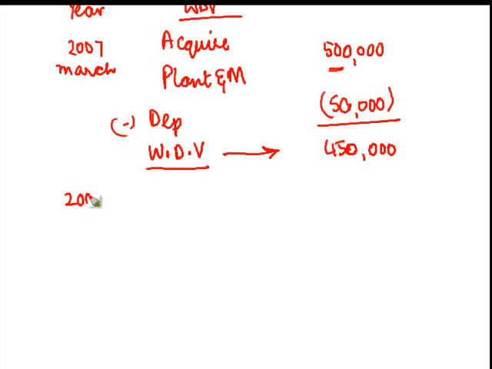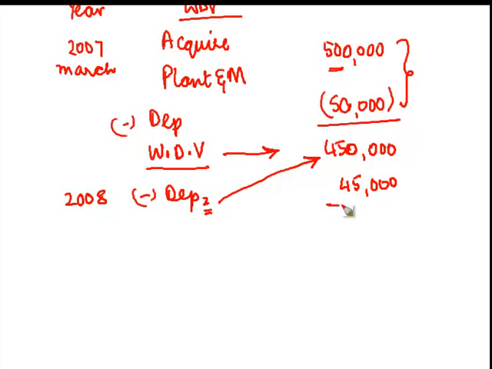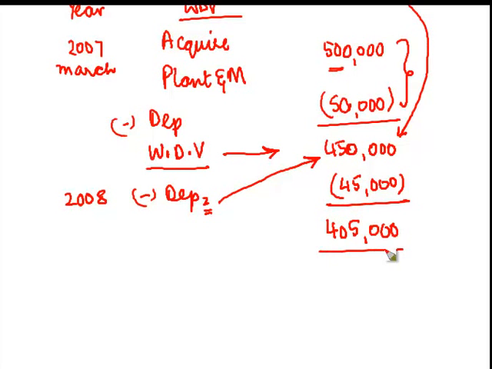Now next year, which is 2008, I have to charge depreciation again. This time I am going to charge this depreciation on the value which remains after charging depreciation for earlier years, or 45,000. This is 10% of 4,50,000, right? And then when I reduce this depreciation from the earlier value, I will be left with 4,05,000. This is my WDV at the end of 2008, right?